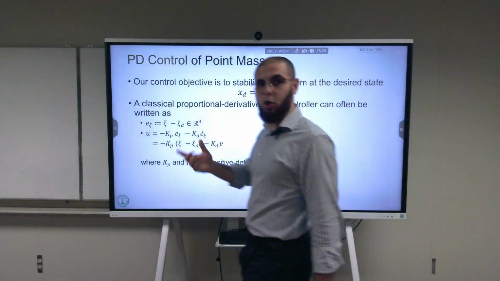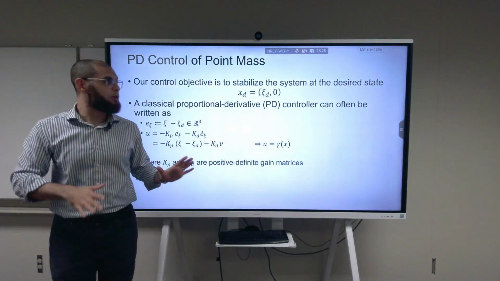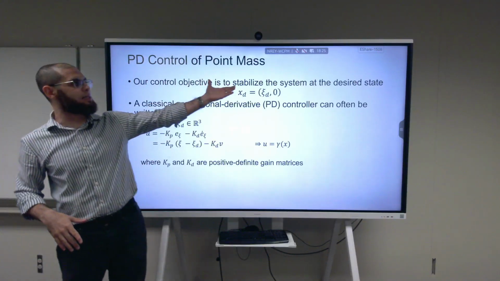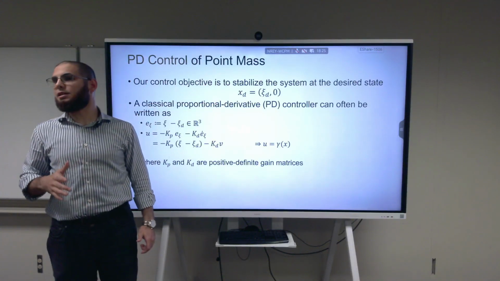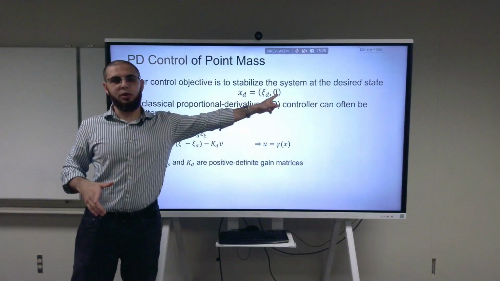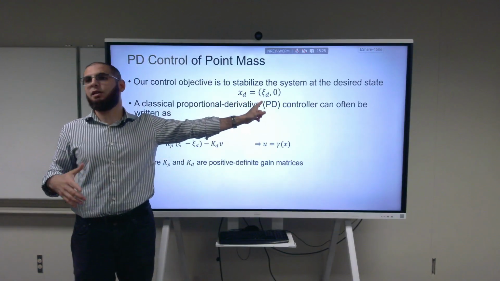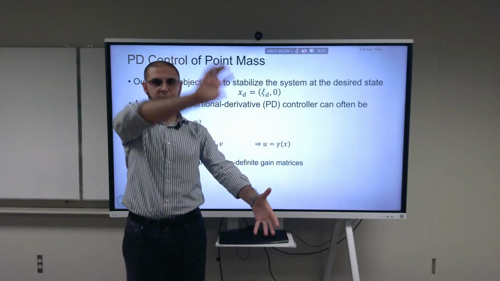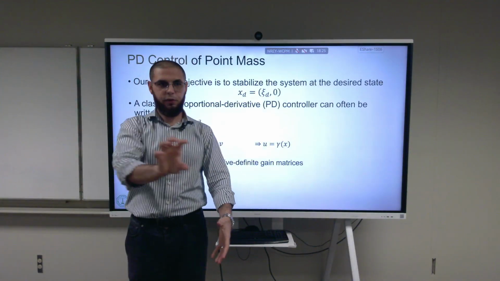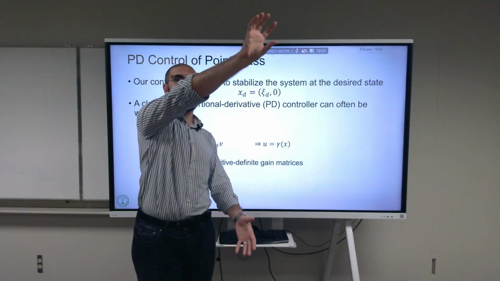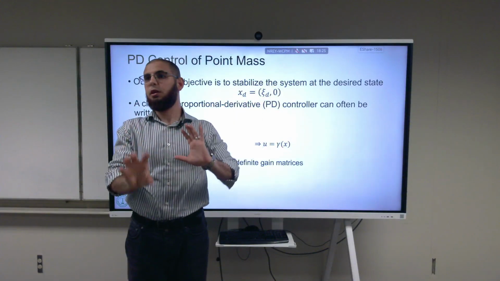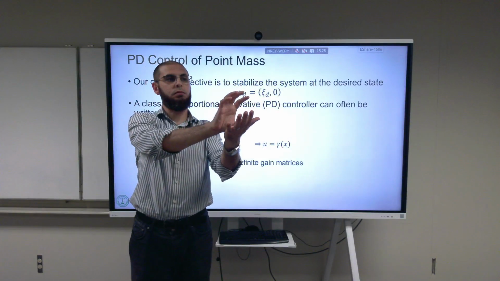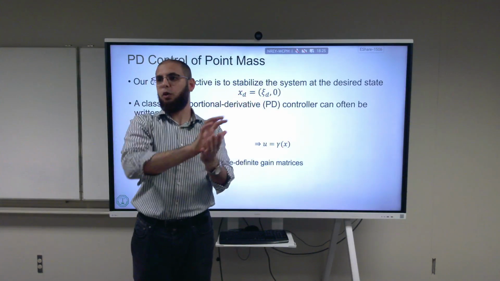So our control objective for this very, very simple toy problem is that we want to stabilize it at a desired state. The desired state is simply velocity is equal to 0 and position is equal to some desired value. So we have a point mass in 3D. I want it to move from here to go here, or go here, or go here. So this is the desired position. And I want it to go and do what? And stop. So it's a stabilization problem. Make sense?